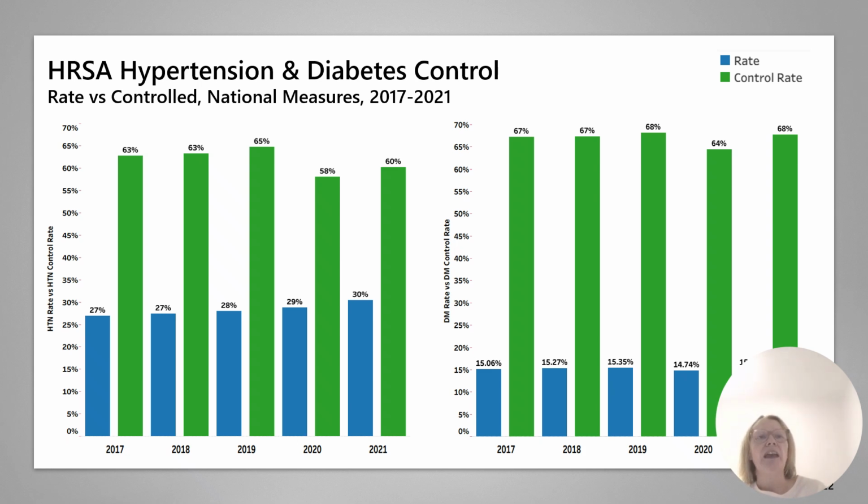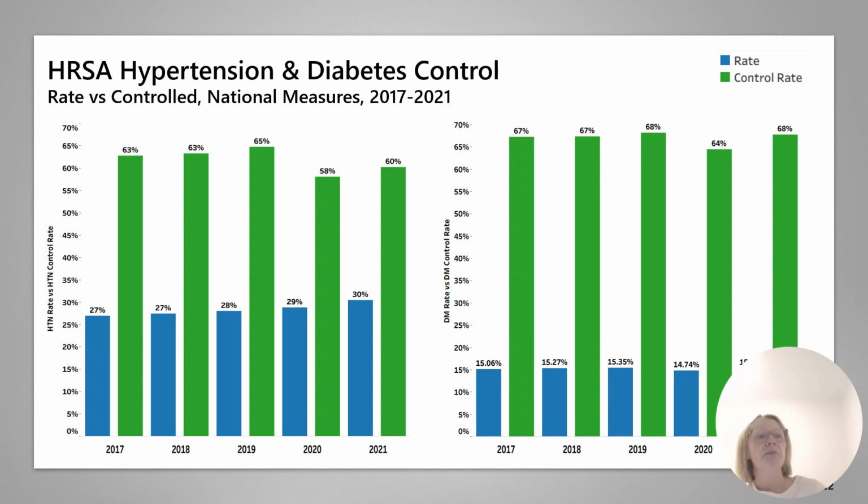We can also say analysis of data shows a relationship between the diabetes rate and control rate from 2017 through 2019, where the diabetes rate was stable around 15% and the control rate was between 67 and 68%. The diabetes rate and control rate followed the same pattern of a drop in 2020 and increase in 2021.